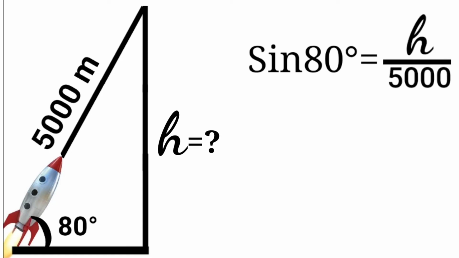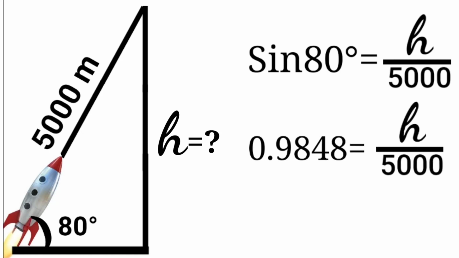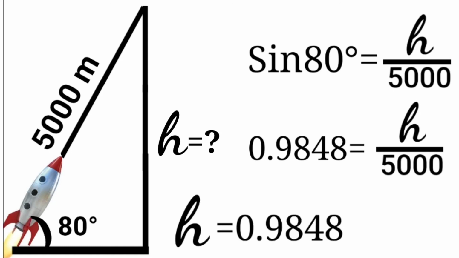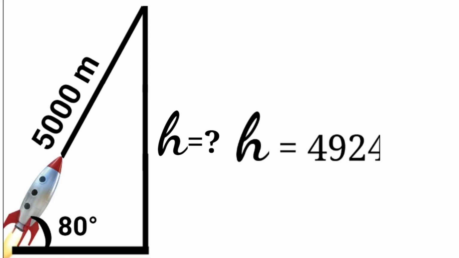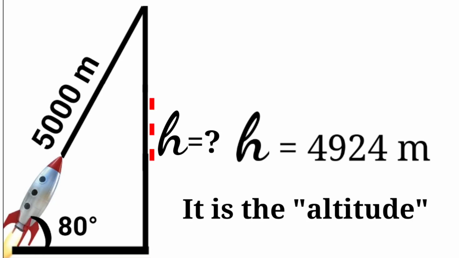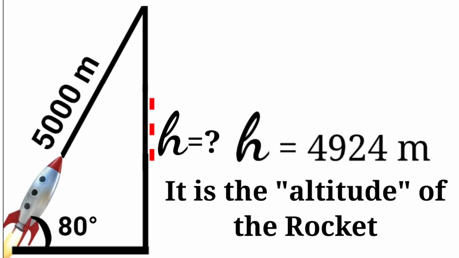Sin 80 degrees is equal to h over 5000, and sin 80 is equal to 0.9848, which is equal to h over 5000. Here h is equal to 0.9848 multiplied by 5000. Now by multiplying these values we have h is equal to 4924 meters. It is the altitude of the rocket.